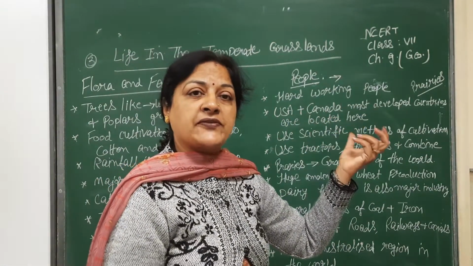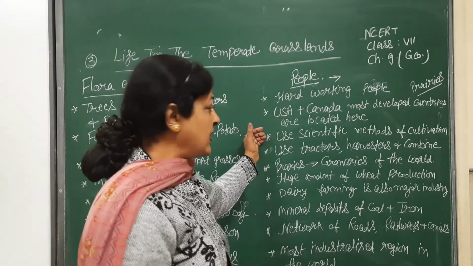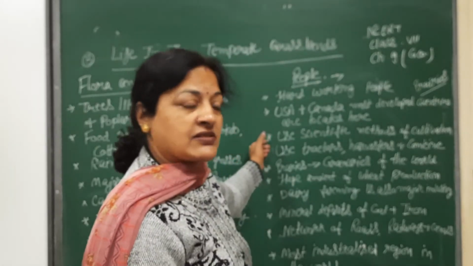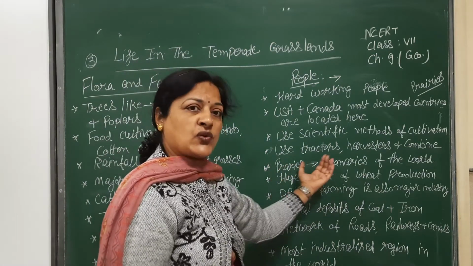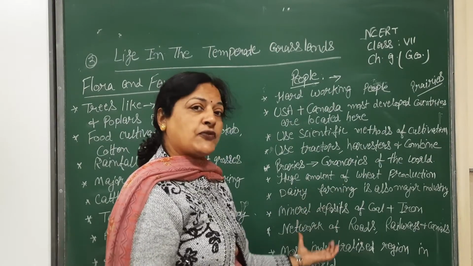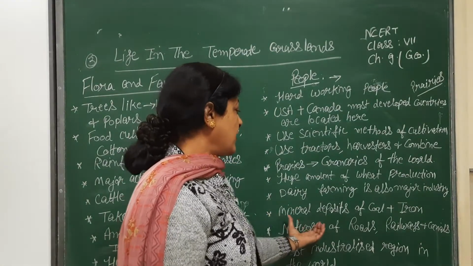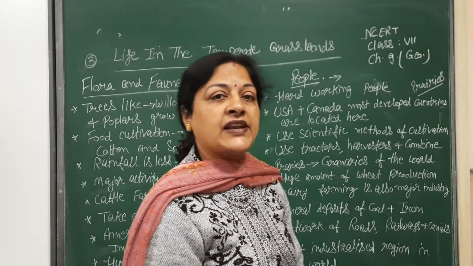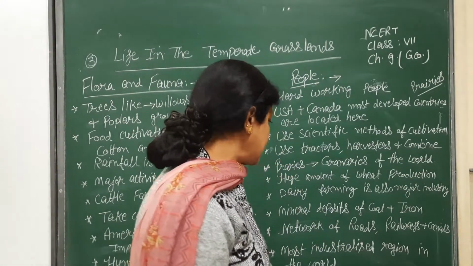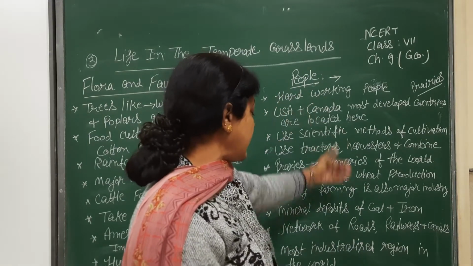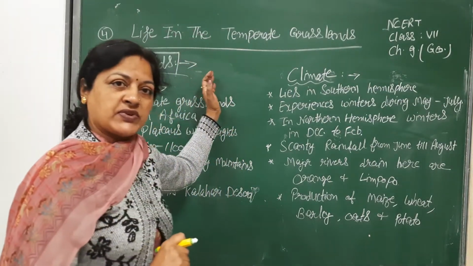USA and Canada, the most developed countries of the world, are also located in this region. They use scientific methods of cultivation. They use tractors, harvesters and combines. The prairie is known as the granaries of the world. Huge amount of wheat production is done here, and dairy farming is also a major activity of the region. Huge amounts of mineral deposits, iron and coal, are found here. Then there is a dense network of roadways, railways and canals, and prairies is known as the most industrialized region in the world.